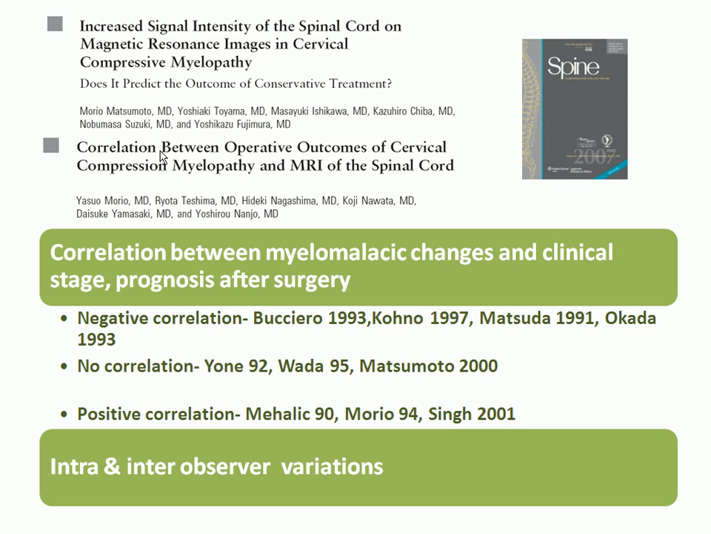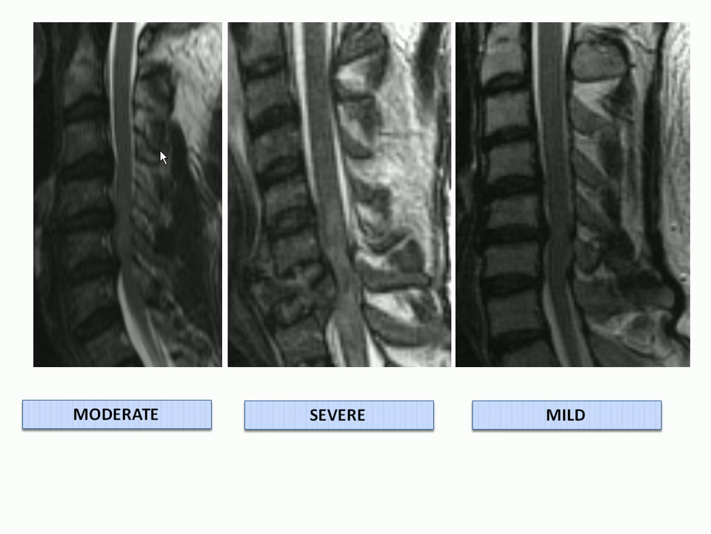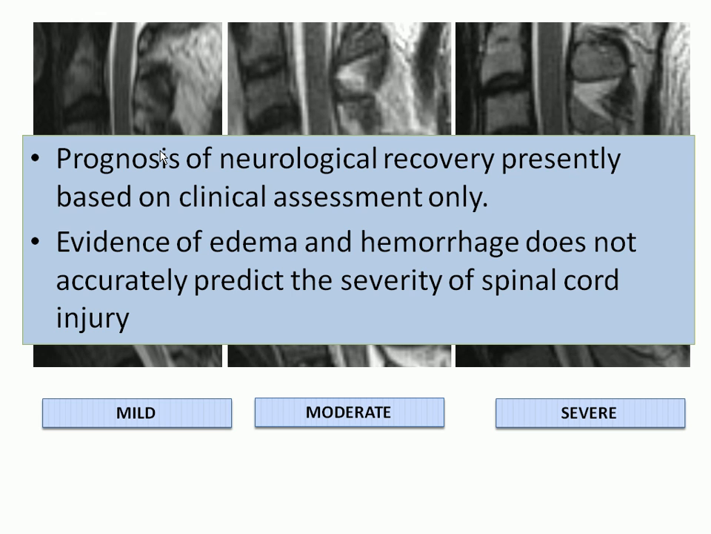So this has also been discussed very widely in the literature, where people have found that there is sometimes very poor correlation or no correlation at all between the signal intensity changes that you see in the MRI and the neurological status. Even in case of injury, you will find that the MRI shows mild, moderate or severe spinal cord damage, but when you see the clinical status, it can be completely different.